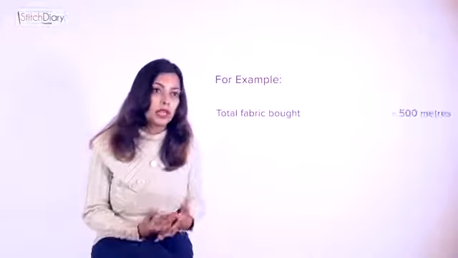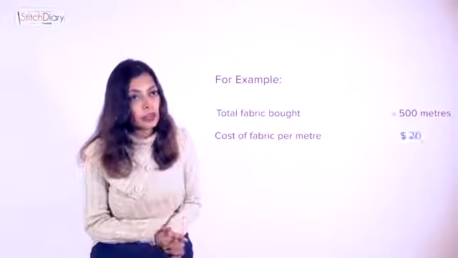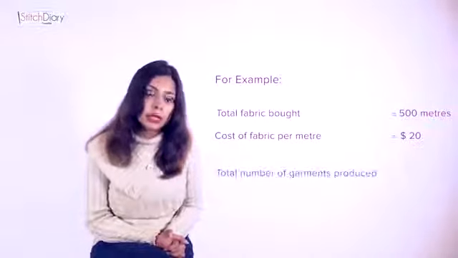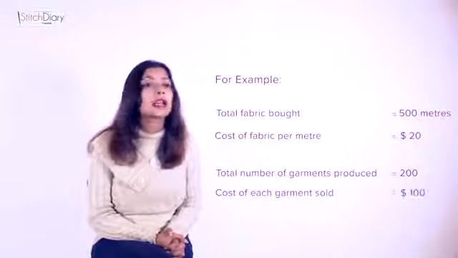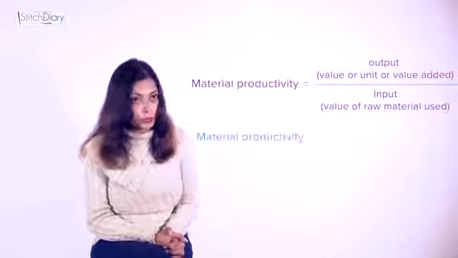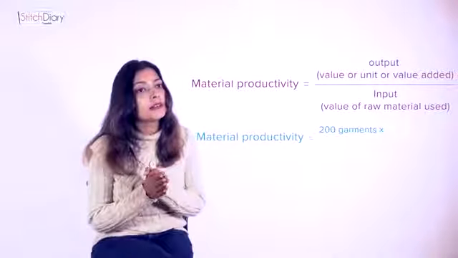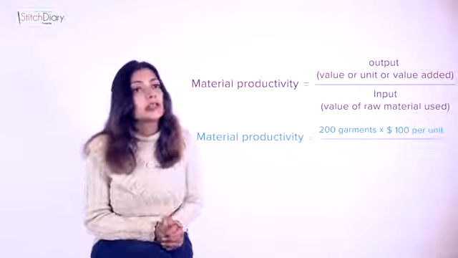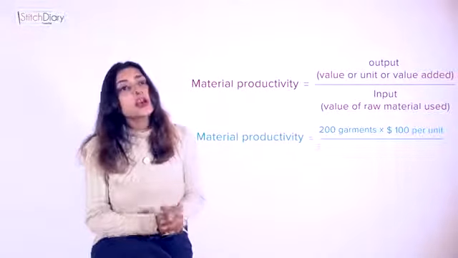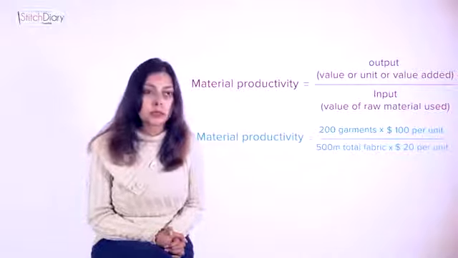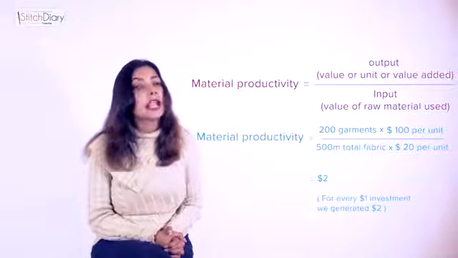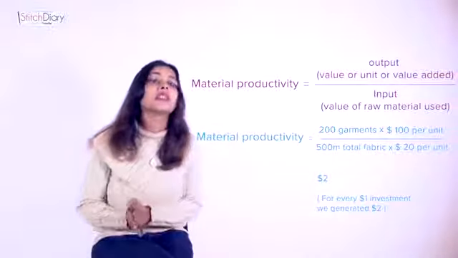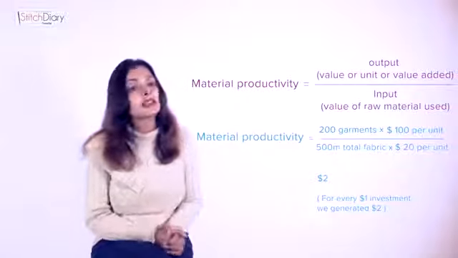Let's say for an order, you procured 500 meters of fabric which cost $20 per meter, and we produced 200 garments out of it. Each garment was sold at $100. So the material productivity would be output divided by input. The output is 200 garments times $100 each, divided by input, which is 500 meters times $20 per meter. So we arrive at a number of 2, which says that for every $1 investment, we actually generated $2 out of it. This defines material productivity.